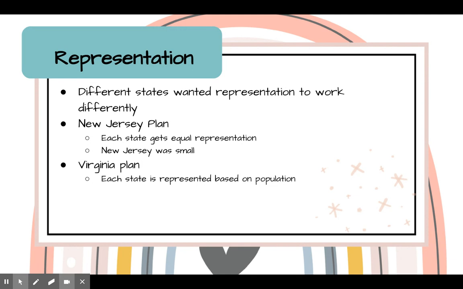And it's Connecticut, I believe, that proposes they're going to have a bicameral legislature. So one house will take the New Jersey plan and one will take the Virginia plan. What part of Congress is equal representation? And then what part of Congress is based on population?